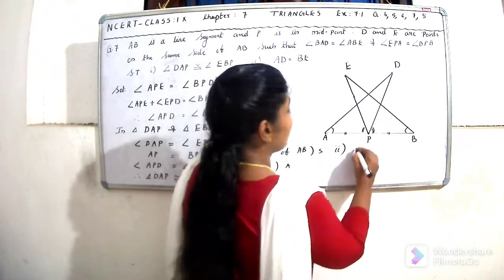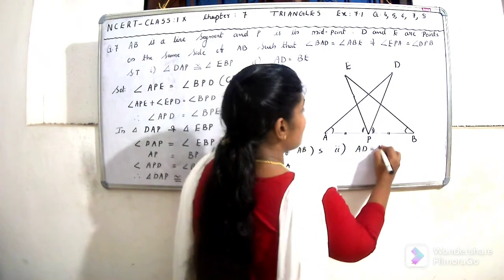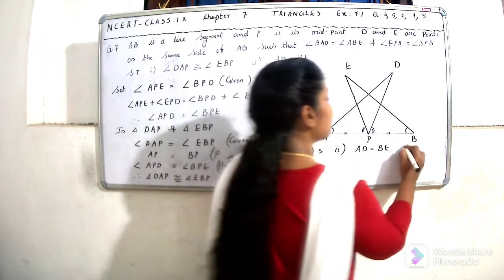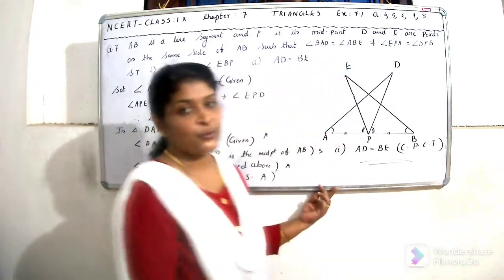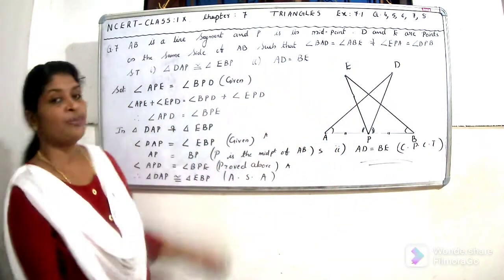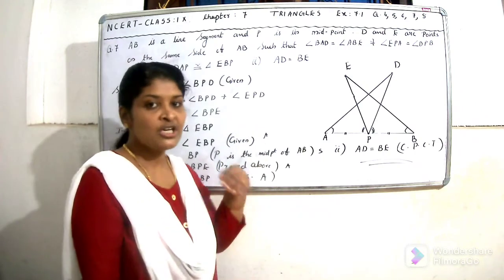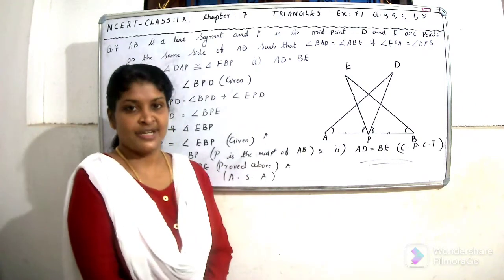Second one, AB is equal to BE because of CPCT. That's all. Hence we proved. Hence we completed question number 7. Now move on to the last question from that exercise, the 8th one.